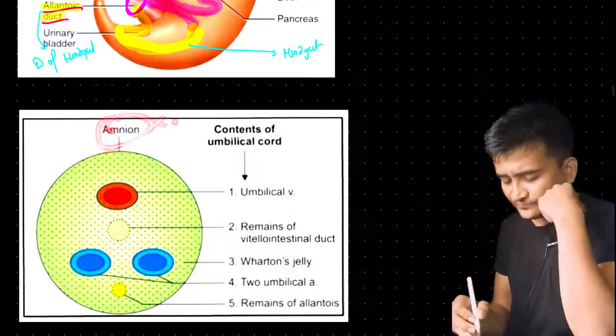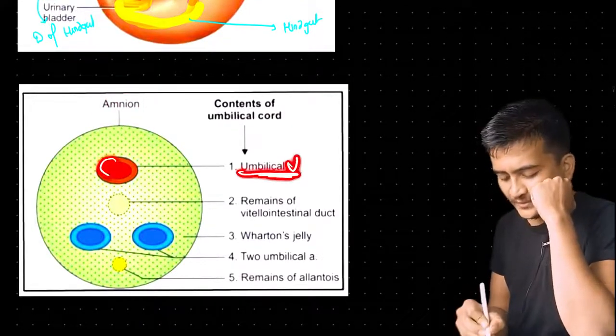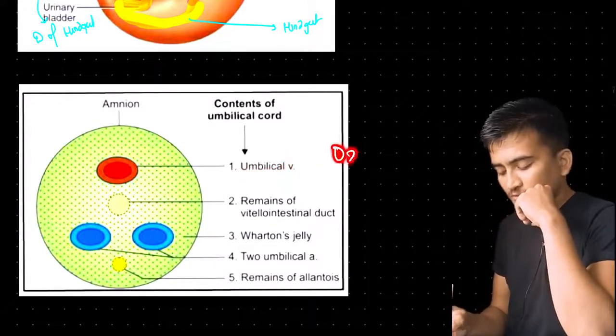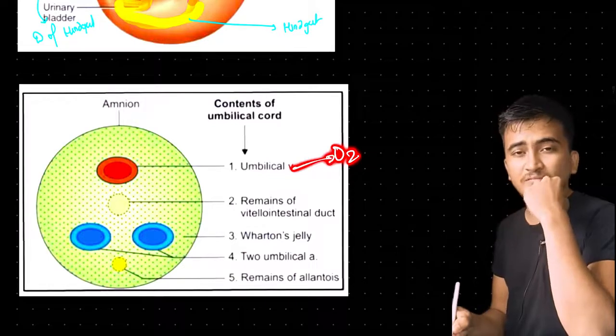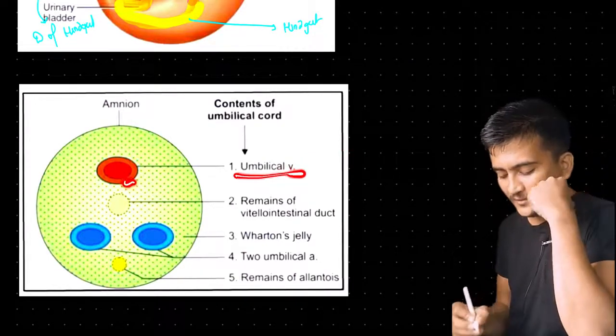Similarly, if you see right here, you will see the umbilical vein. Now, this vein we are showing in red color. Why are we showing it in red color? Because the vein is carrying oxygenated blood, right? In the case of the fetus, when it is inside the womb, the umbilical vein is right here.